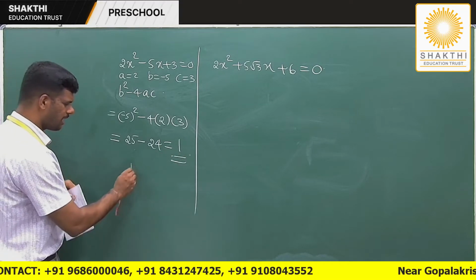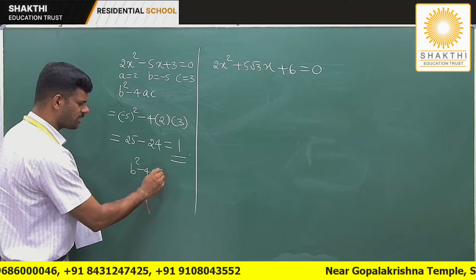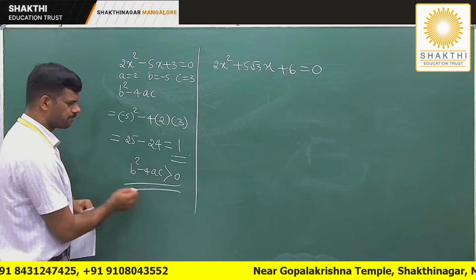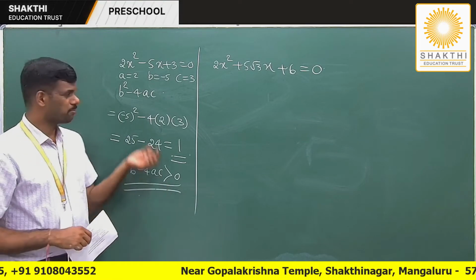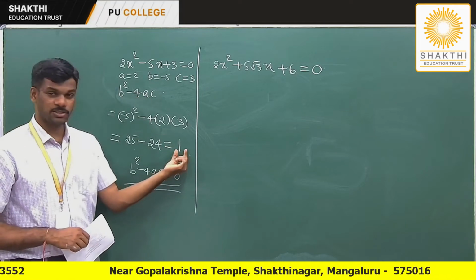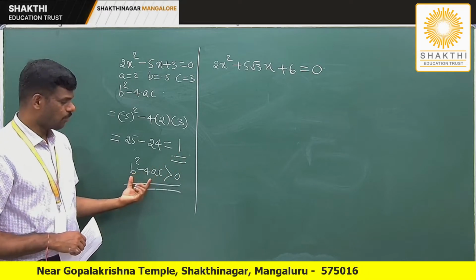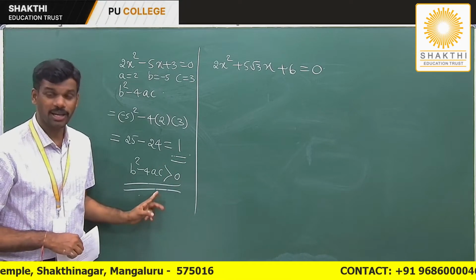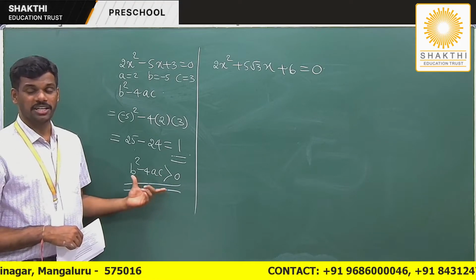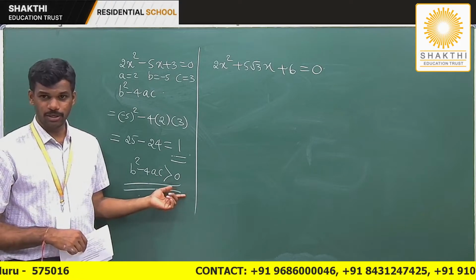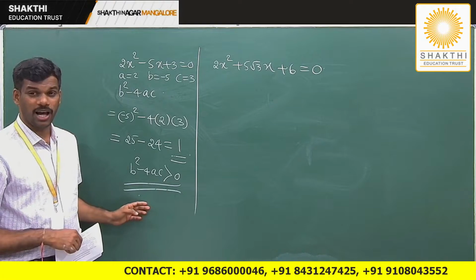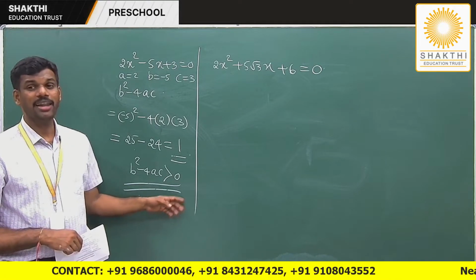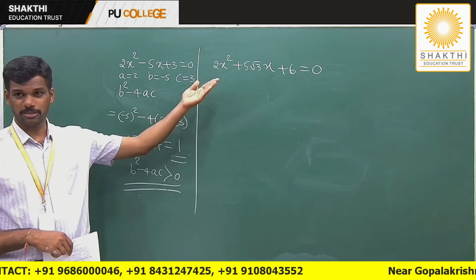Can I say b square minus 4ac is greater than 0? Yes, because the value of b square minus 4ac is 1. I can always say 1 is greater than 0. Now tell me what is the condition I am supposed to write here. I am supposed to write discriminant is greater than 0. So the roots are real but they are unequal. Let's solve this particular problem.